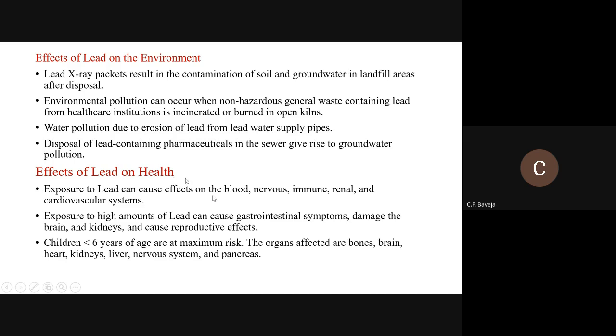Effects of lead on health. Exposure to lead can cause effects on the blood, nervous system, immune system, renal, and cardiovascular systems. So it may affect very vital systems. And exposure to high amounts of lead can cause gastrointestinal symptoms, damage the brain and kidneys, and cause reproductive effects. Children less than 6 years of age are at maximum risk. The organs affected are bones, brain, heart, kidneys, liver, nervous system, and pancreas. So all these are important organs.